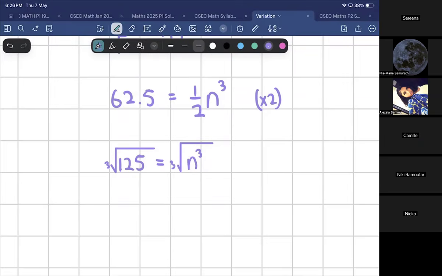What you're going to do, right, Kestrel? You're going to press second function x cubed, and cube root should come up. And then you're going to put 125 on that.